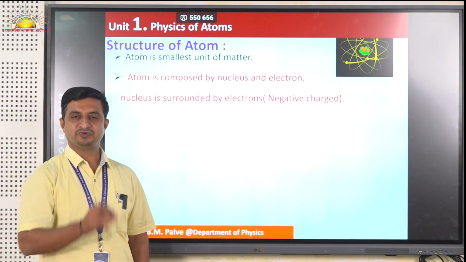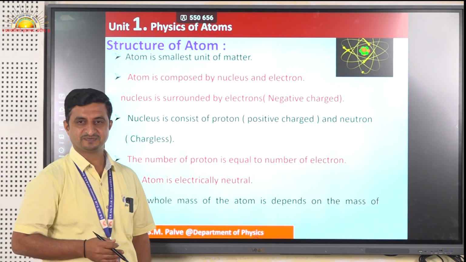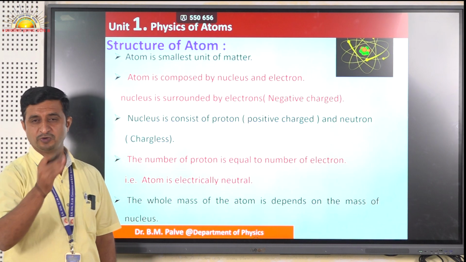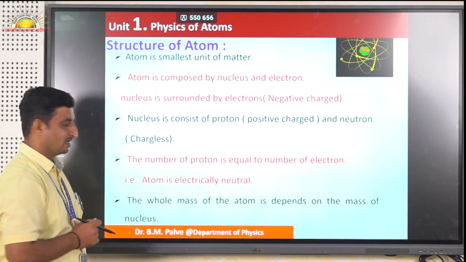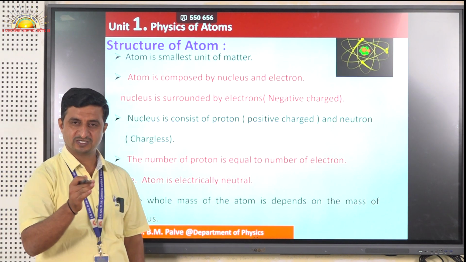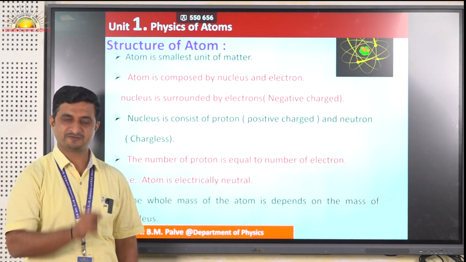Atom is the smallest unit of matter, which is composed of a nucleus and electrons. The nucleus consists of positively charged protons and neutrons, and the electrons are negatively charged. The number of protons is equal to the number of electrons. Therefore, the atom is electrically neutral.